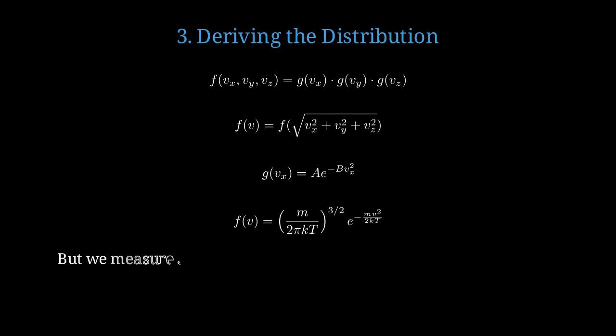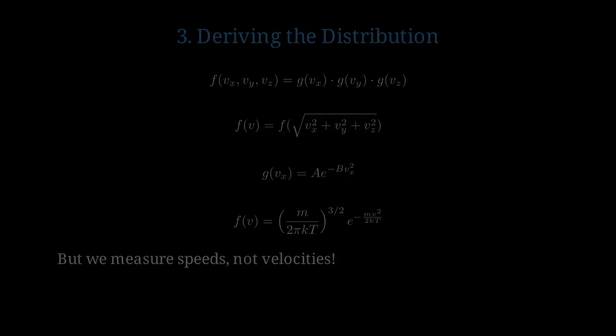However, experiments measure molecular speeds, not velocity vectors. We need to convert this result. Converting from velocity to speed distribution requires considering spherical shells in velocity space. The Maxwell speed distribution is p of v equals 4 pi v squared times the velocity distribution, where the v squared factor comes from the spherical shell volume.